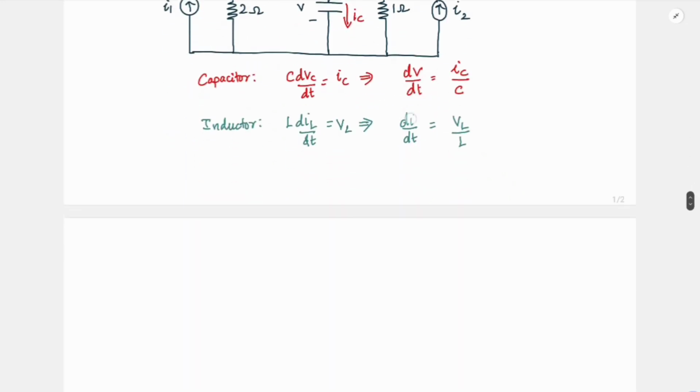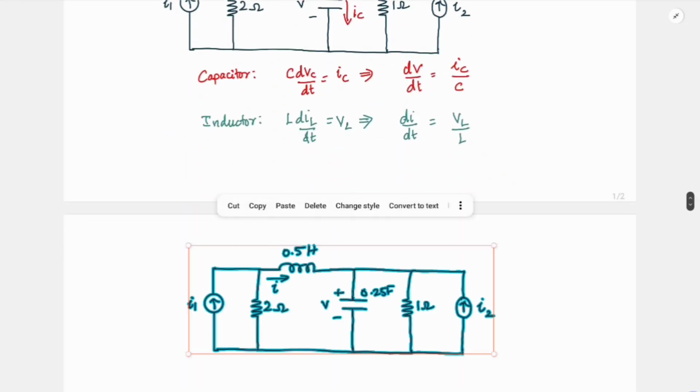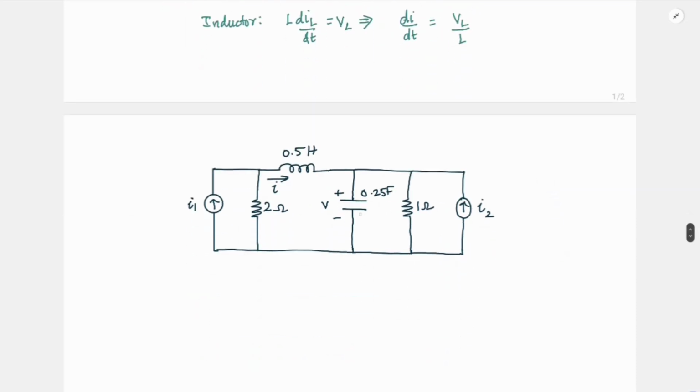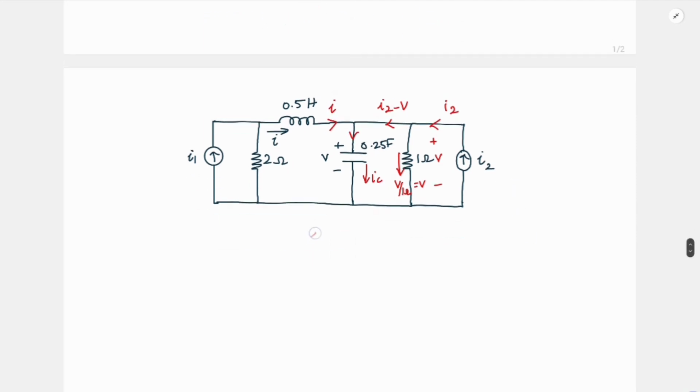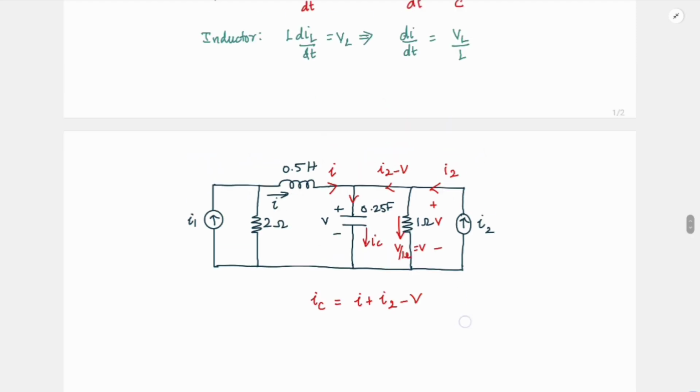So this is IC, and if you notice here I2 current is coming, and the voltage across this resistor also is V. So the current flowing here is V by 1 ohm, which is equal to V itself. So I2 is coming, V is going here. What will be the remaining current? It will be I2 minus V, right? And from this direction, what is the current coming? I is coming. So together, what will be the current flowing? Your IC will be I plus I2 minus V.